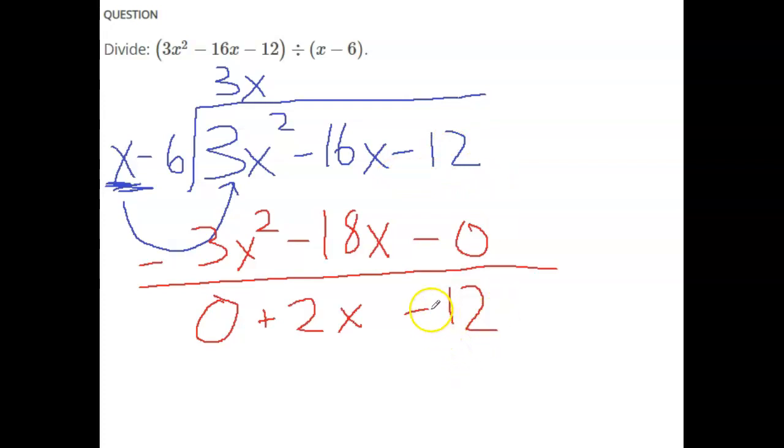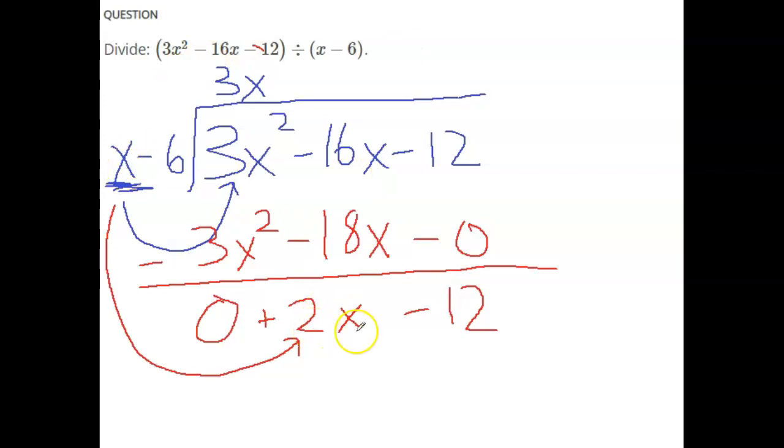Now I repeat what I did from the very beginning. But now, see this blue arrow? I kind of left it here. We were looking at this term. Now, I'm going to draw it here in red. You look at the first term that you have, just like we looked at the first term here. Our first term of what we have left is a 2x.